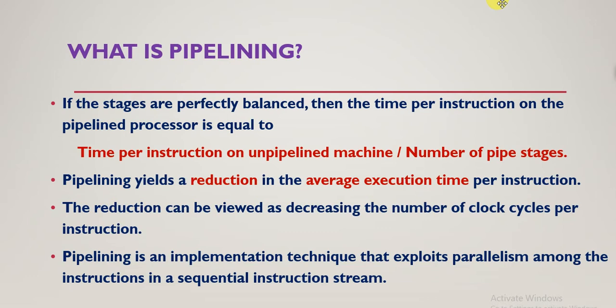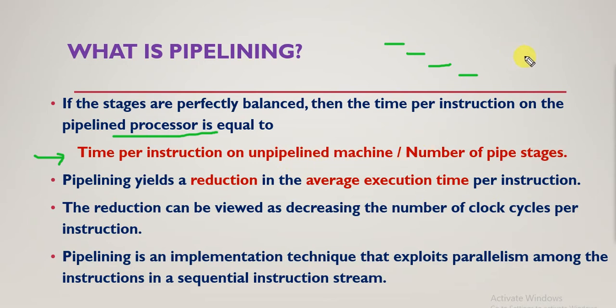Now if the stages are perfectly balanced, means all the stages are taking almost exactly the same time, then the time per instruction on the pipelined processor can be decided by using the following formula: the time per instruction on the unpipelined machine.